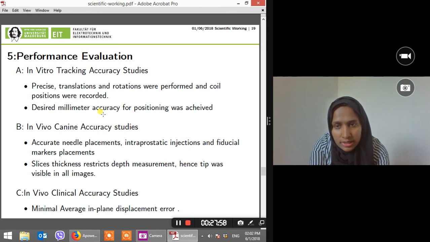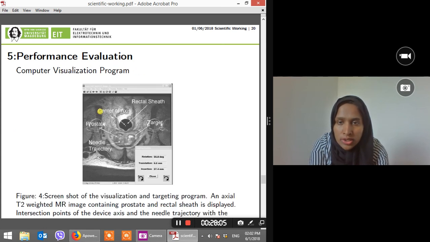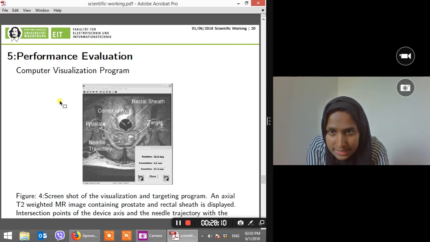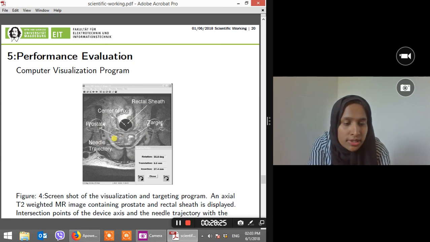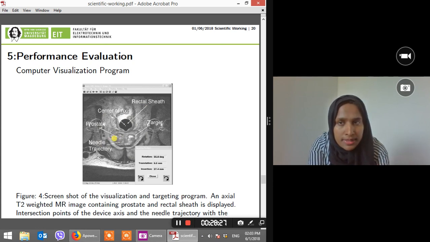In the in vivo clinical accuracy studies, there is a minimal average in-plane displacement error, and further studies are still continuing for this purpose. So in this case, we have this target, this is the rectal sheath, the center of the axis, this is the prostate tissue, and here a small black dot is visible. That is actually the placement of the needle, and that is our purpose in performing the experiment. And this is a screenshot of the computer visualization program.